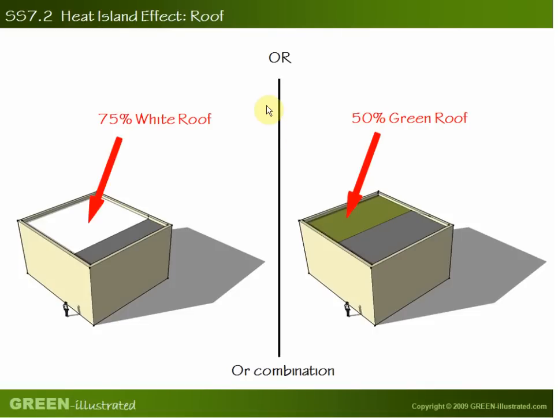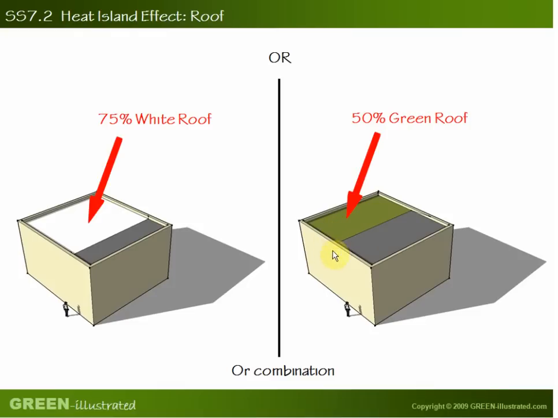Now let's move to 7.2, roof. Here you are given two simple alternatives: either use what is sometimes referred to as a white roof, which is basically a highly reflective roof, or a green roof. Now, LEED doesn't treat these two equally. A green roof has more environmental benefits than a white roof. A green roof not only reduces heat island effect, but also reduces storm runoff.